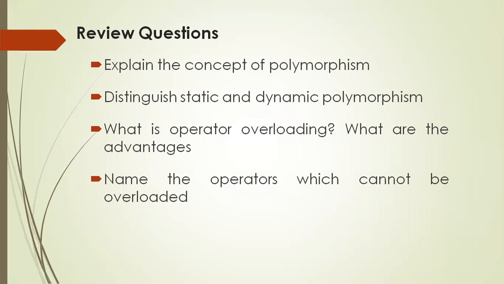So with this, I will conclude today's class. In today's class, we have understood the basic concept of polymorphism and how polymorphism can be achieved by overloading different operators. We'll take up more in the next class. So these are some of the review questions. Explain the concept of polymorphism. Distinguish static and dynamic polymorphism. Both operator overloading and function overloading come under the category of static polymorphism. Dynamic polymorphism, we can achieve in C++ using virtual functions. Anyway, that will be our next class and next discussion topic.